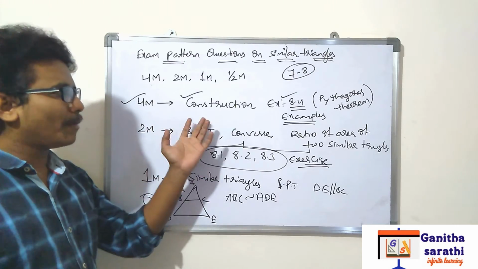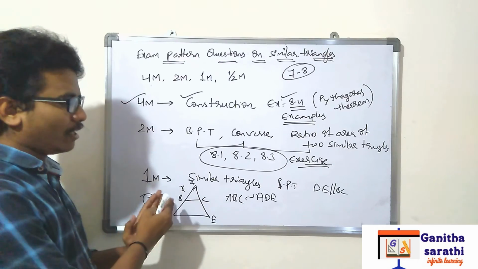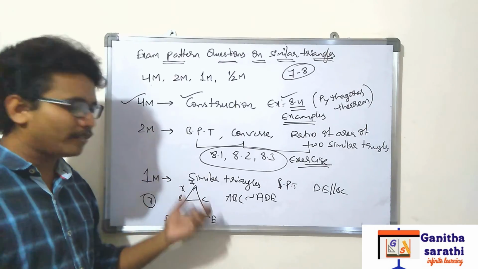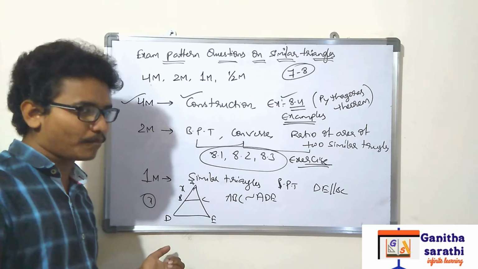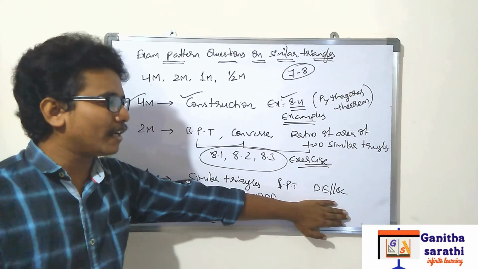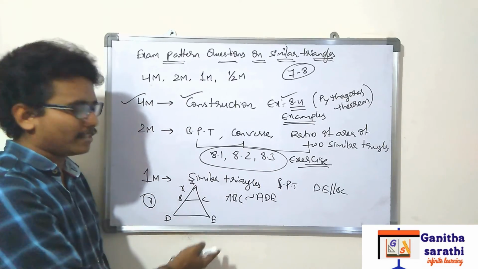So 4 marks definitely this one, 2 marks this one, and 1 mark will be understood. For similar triangles, you should use the similar triangles condition: if angles are equal, sides are in proportion. If he gives DE parallel to BC or says use BPT, then you should use BPT: AB by BD is equal to AC by CE.